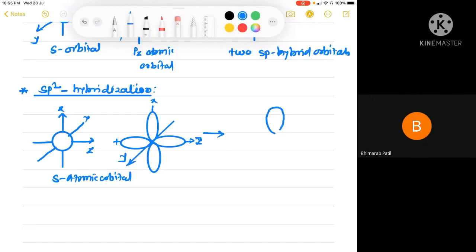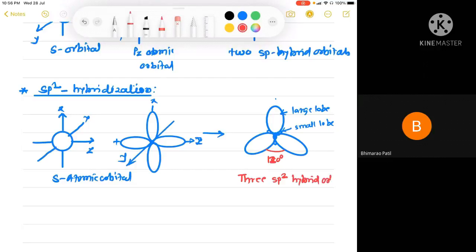This is the first one. This is the second one, and this is the third one. This is the large lobe, and this one is the small lobe. This angle between the two hybrid orbitals is 120 degree. These are the 3 sp2 hybrid orbitals.